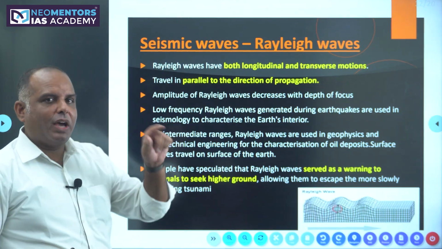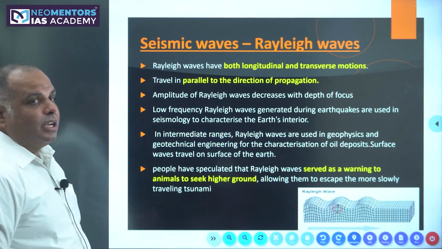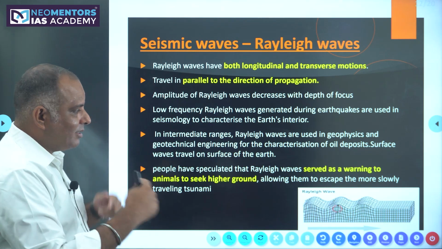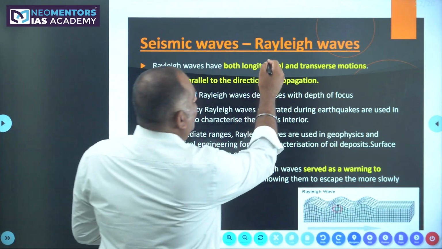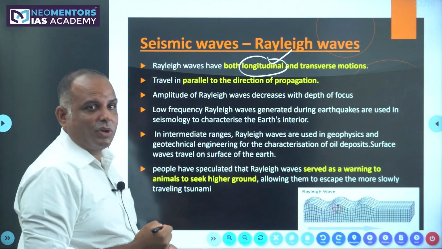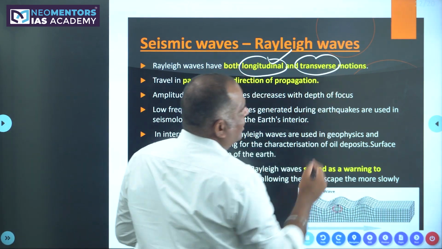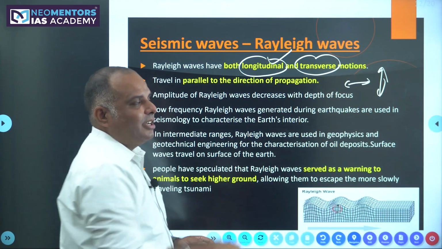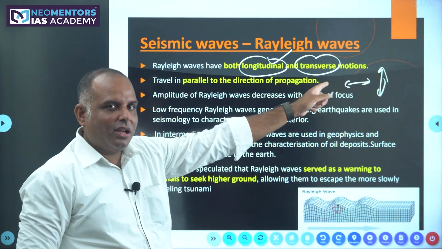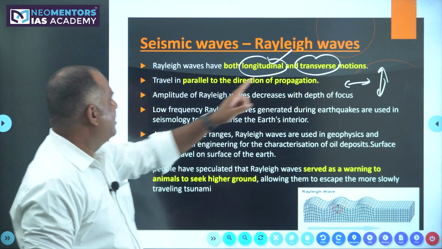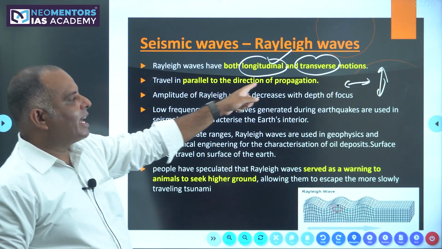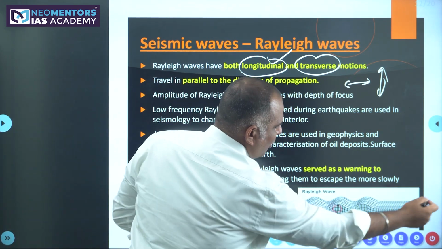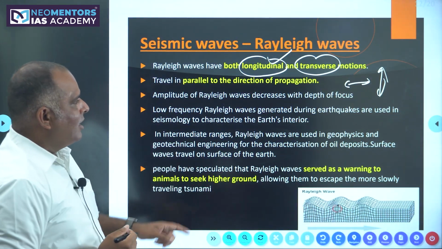Now, let's discuss some more facts about Rayleigh waves. Since Rayleigh waves have three-dimensional movement, I mean like in all 360 degrees, they are longitudinal as well as transverse. That means the particles can oscillate in this direction also, and in this direction also, right? So Rayleigh waves have both longitudinal and transverse motions. They travel in parallel to the direction of the propagation, right?